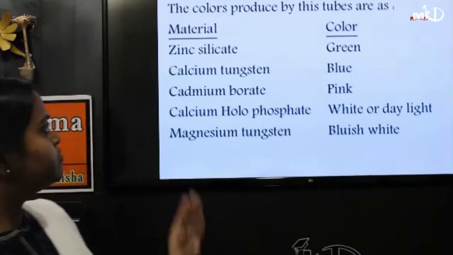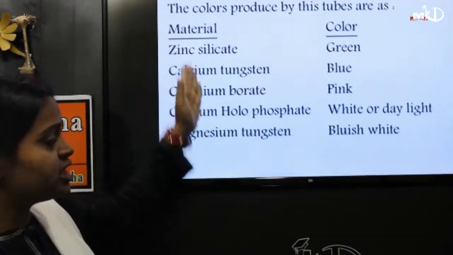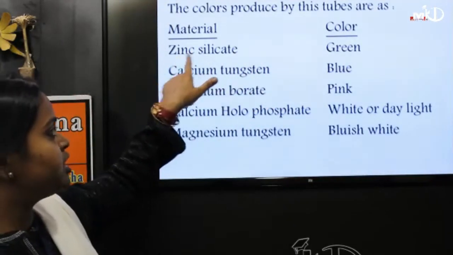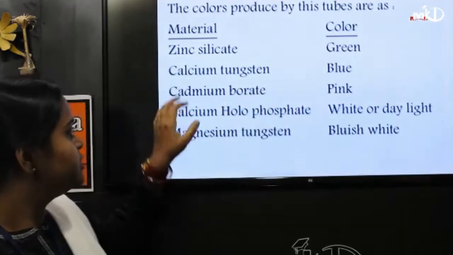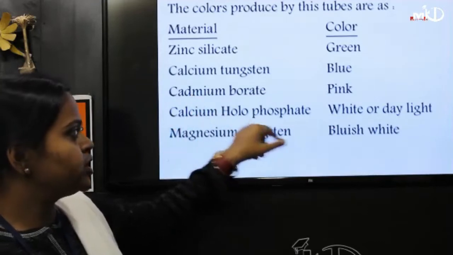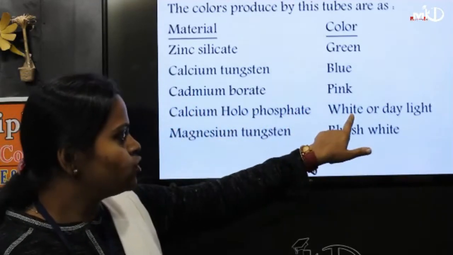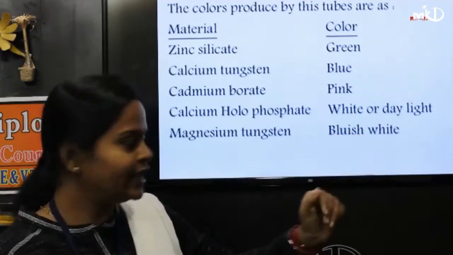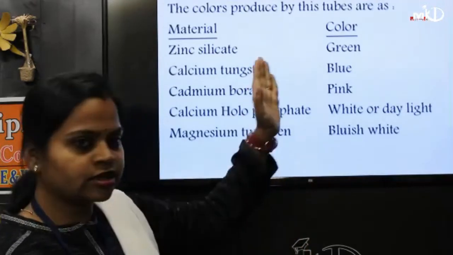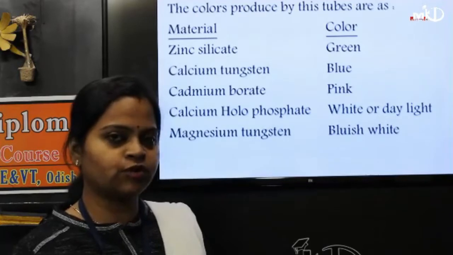These are the colors produced by the tubes, depending on the materials used. If we use zinc silicate, the color will be green. Calcium tungstate gives blue. Cadmium borate gives pink. Calcium halophosphate gives white or daylight. And magnesium tungstate gives bluish white. These are the types of colors of the tube lights that we use.